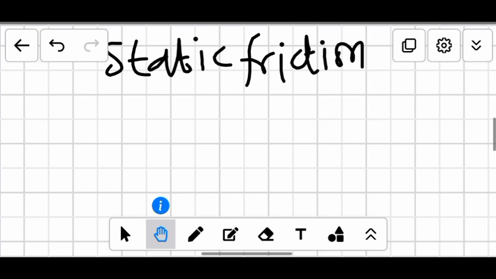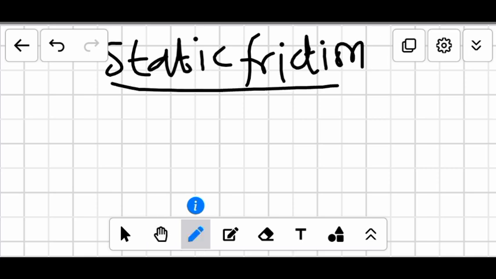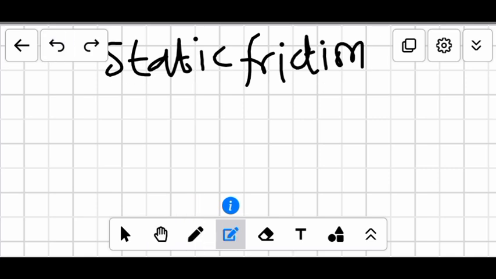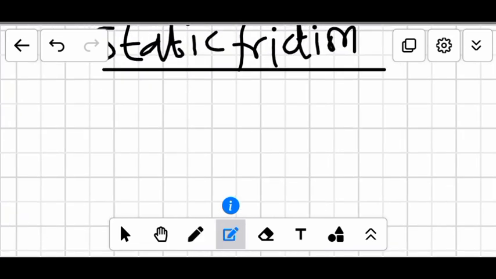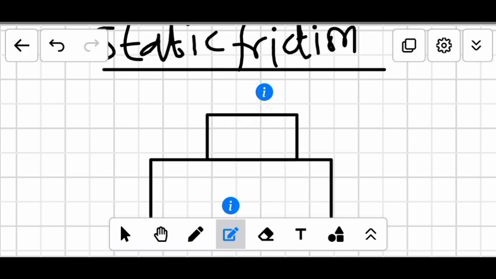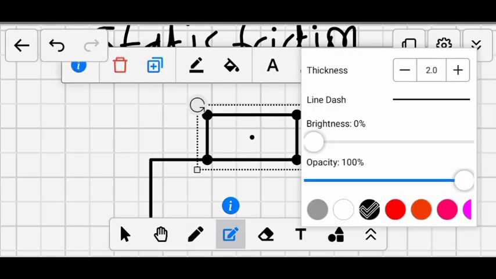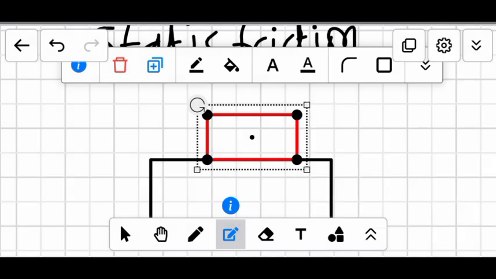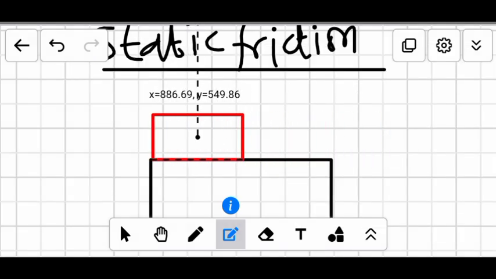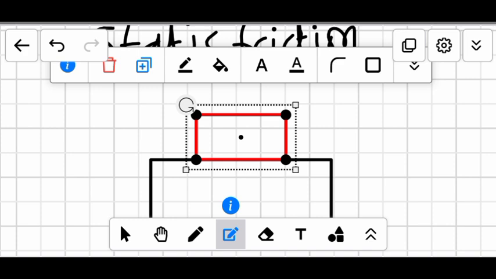In order to understand the concept of static friction, let us try to draw a wooden block on a table. Let's say for instance this is the table, and then you have a wooden block on that table. Let's change the color so that we can make a difference. So this is the wooden block on the table. Now it is stationary.